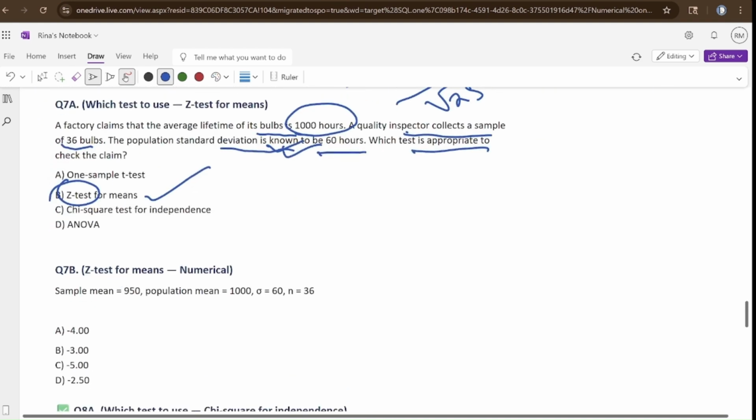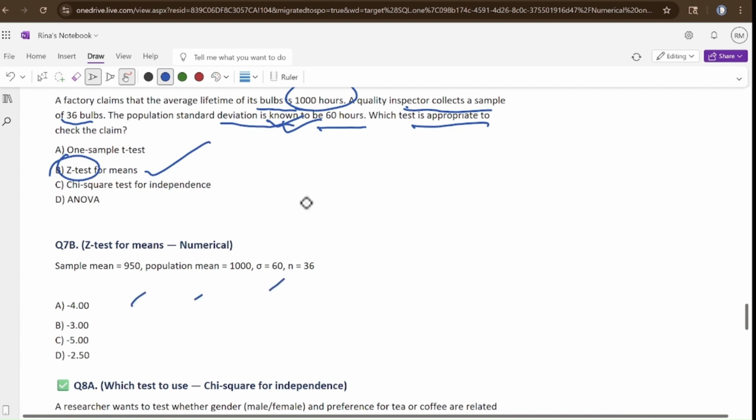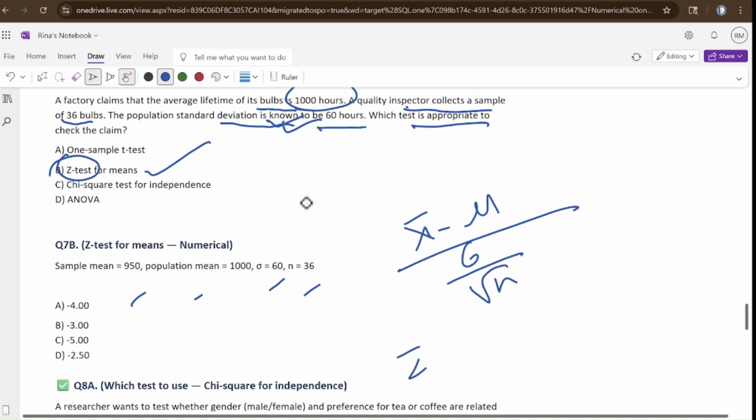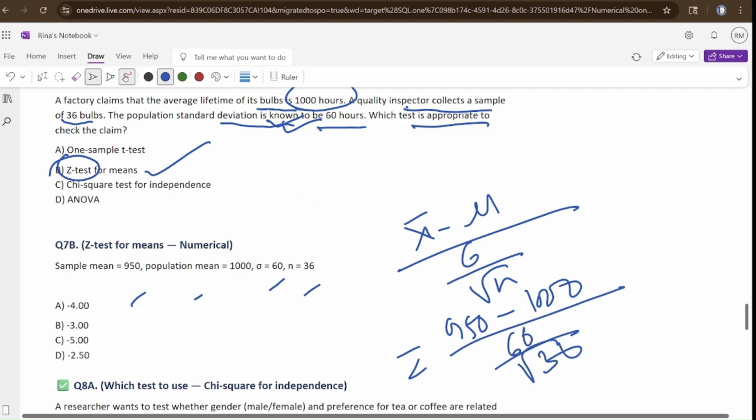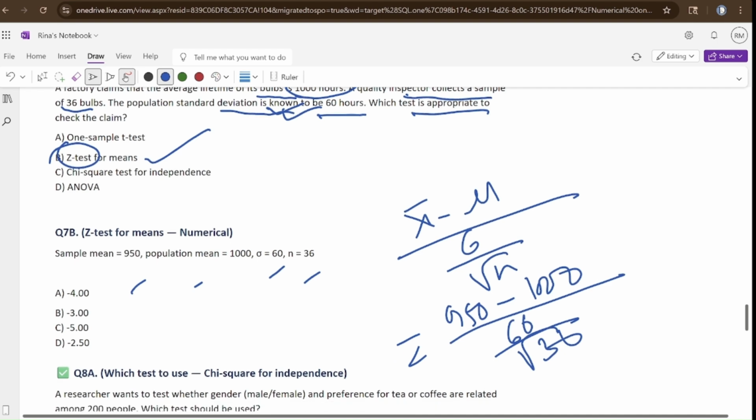So sample mean is given, population mean, sigma, n. So x bar minus mu by sigma by root over of n, same formula. So sample mean 950, population mean 1000, sigma 60 divided by root over of 36. Whatever the answer is. Okay.